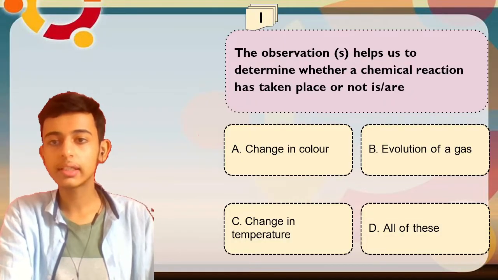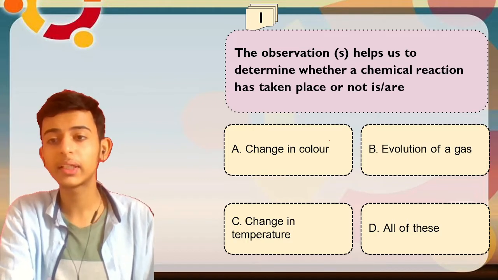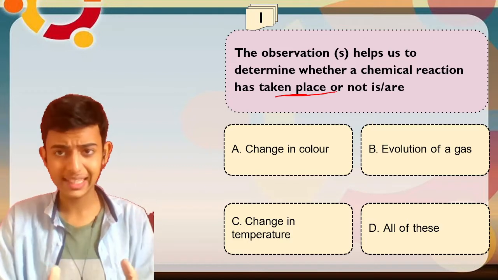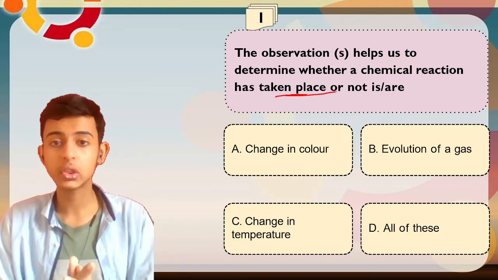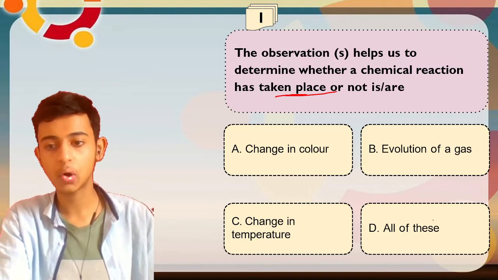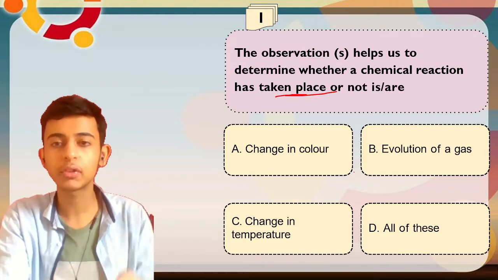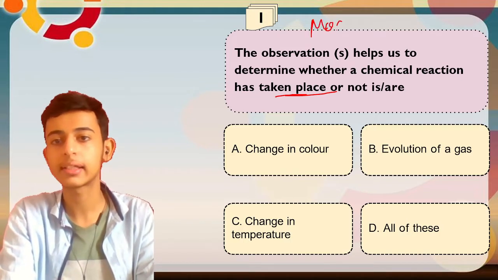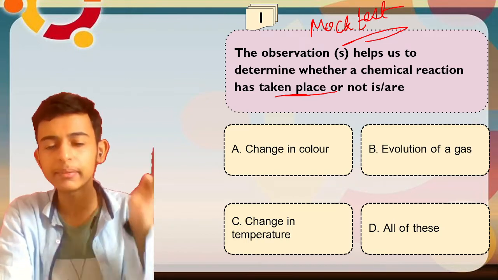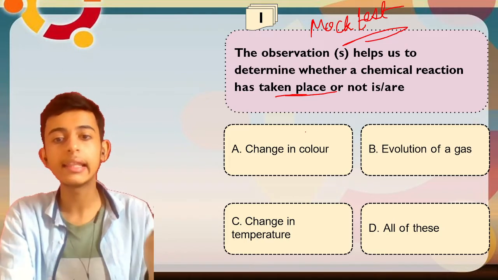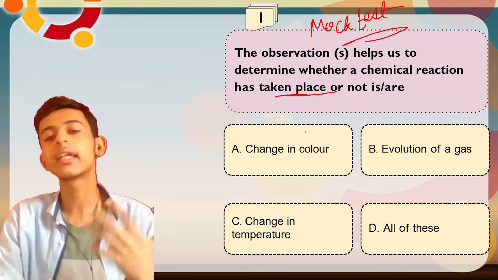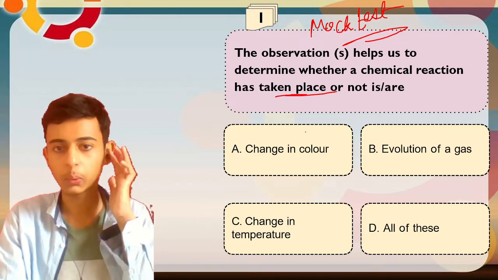The observation or observations help us to determine whether a chemical reaction has taken place or not. So if a chemical reaction is taking place, then what are the observations that we have? Change in color, evolution of a gas, change in temperature, all of these. You have to take this as your mock test. I'll give you some time, think about it, pause the video, answer, and then I'll solve for you. This is the way we're going to do it. So think about it, then answer.